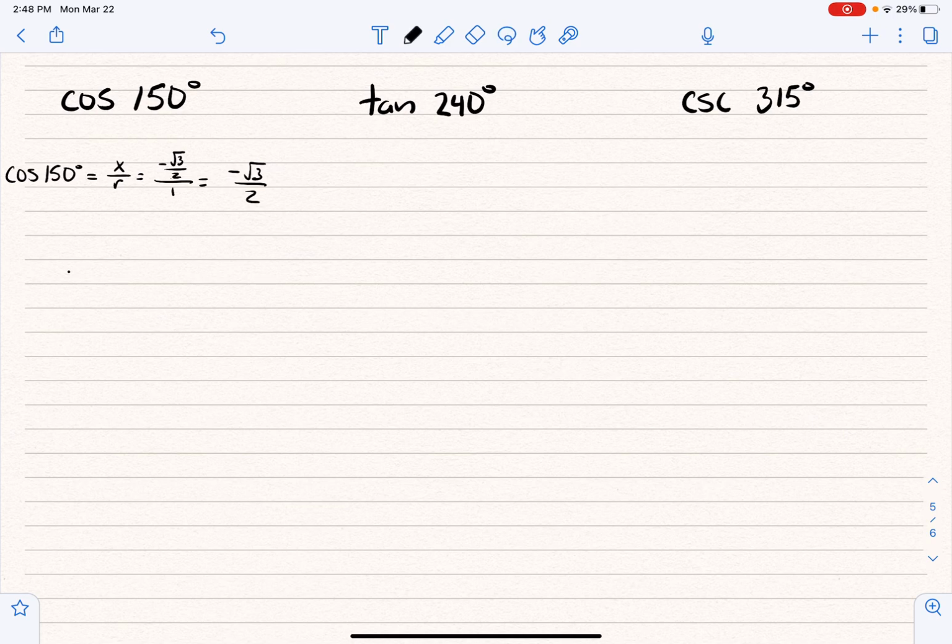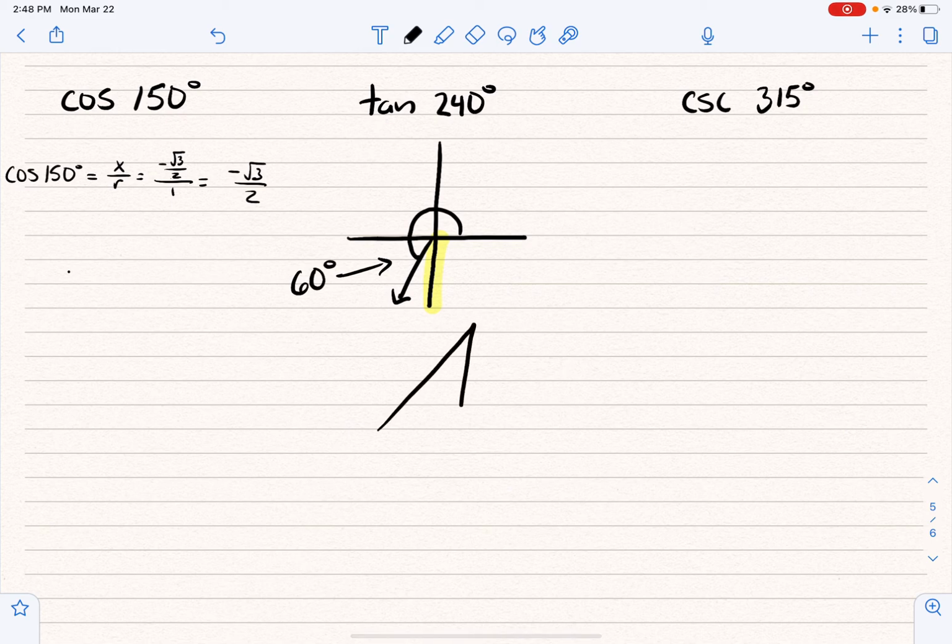Tangent of 240. What's the first thing we should do? Well, we should draw it. 240 degrees is somewhere around here. Why? Because I know it's 180 to get to here, and I know it's 270 to get to here, and it's not quite to 270. So what again is the reference angle? Well, it's how far past 180 it is. So 240 minus 180, this is 60 degrees.